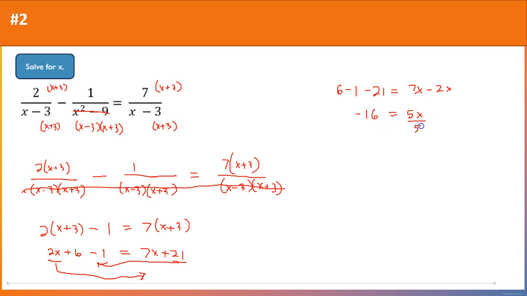Okay, then we divide by 5 on both sides. So our final answer is going to be x equals negative 16 over 5. And this really can't be reduced, so we'll just leave it as x being our solution.